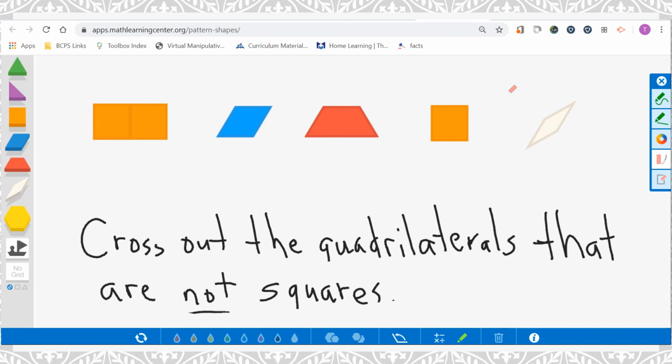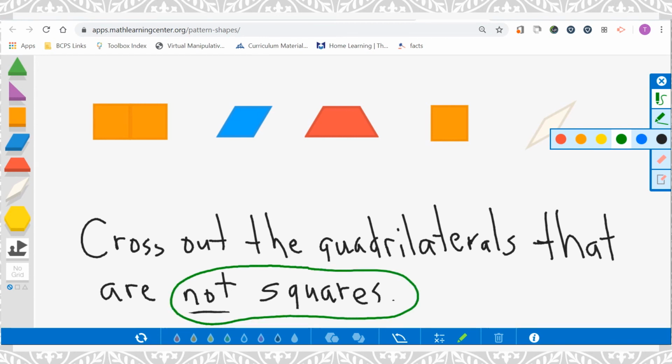Now we are going to use the Pattern Shapes Math app from the Math Learning Center to take a close look at this group of quadrilaterals that we see pictured here at the top. Our question at the bottom reads as follows. Cross out the quadrilaterals that are not squares. So we're looking for quadrilaterals that are not squares, and when we find them, we're going to cross them out. So any quadrilateral that we find that is a square, we are going to leave alone.